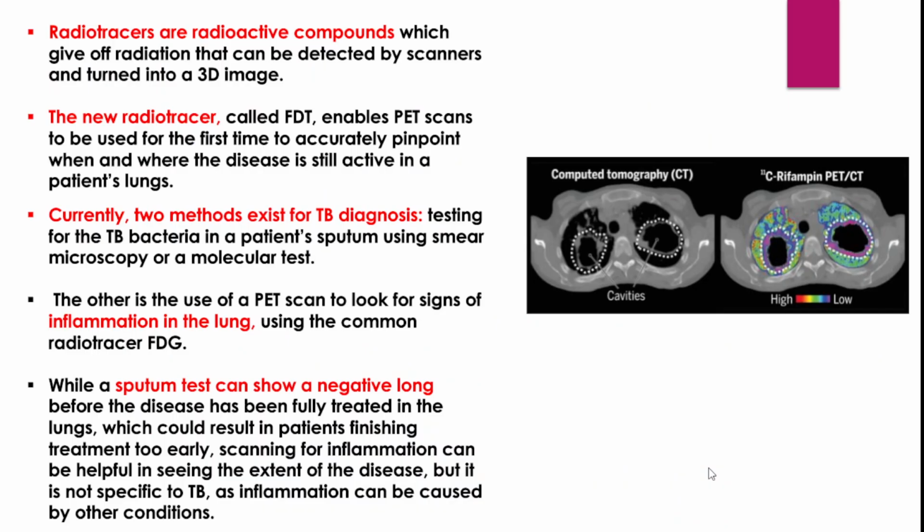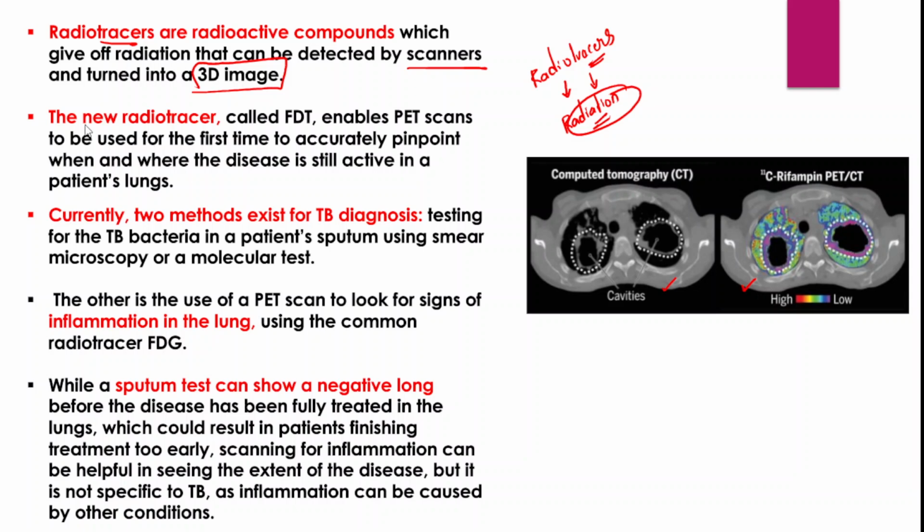or positron emission tomography method. Now when we talk about this, radio tracers are radioactive compounds. Okay, so don't forget about these radio tracers. These radio tracers are radioactive compounds which emit or release radiation, and this radiation emitted by radio tracers can be detected by the scanners, and once they are detected by the scanners, they can turn this radiation into a 3D image that you can clearly see here.